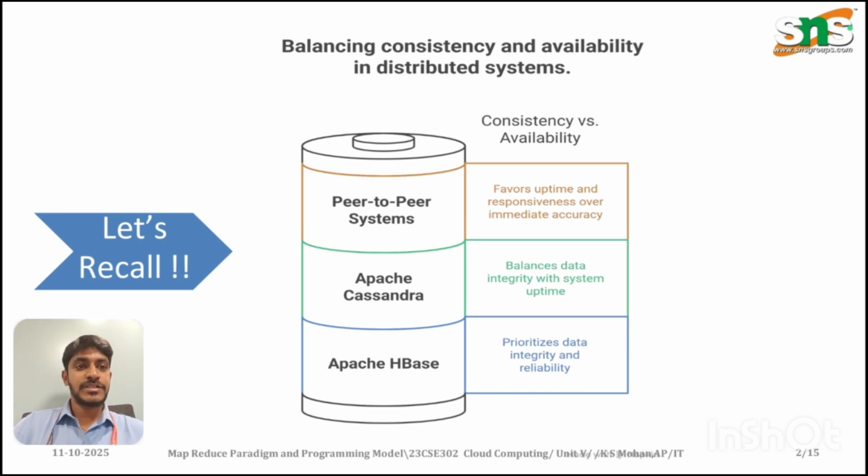The peer-to-peer system favors uptime and responsiveness over immediate accuracy. So balancing consistency and availability in a distributed system, consistency versus availability. So this is about the peer-to-peer system and Apache Cassandra and Apache HBase, which favor uptime and responsiveness over immediate accuracy.